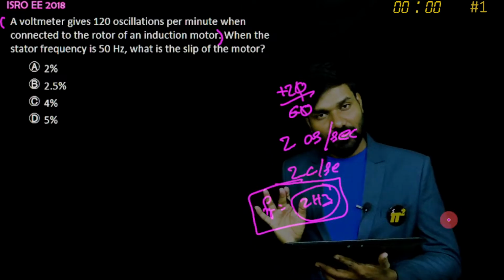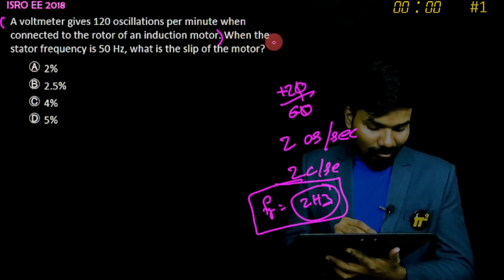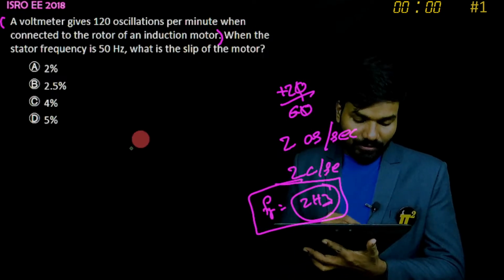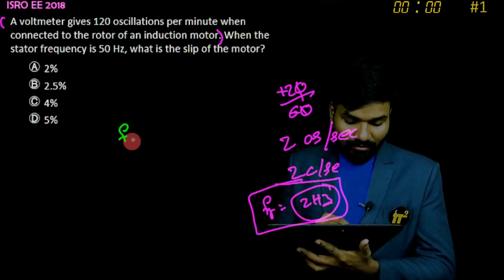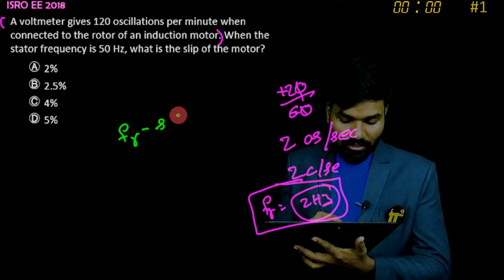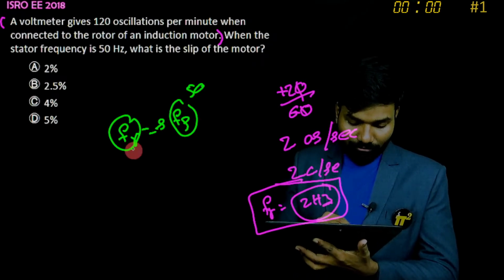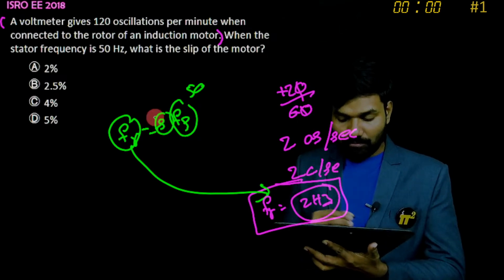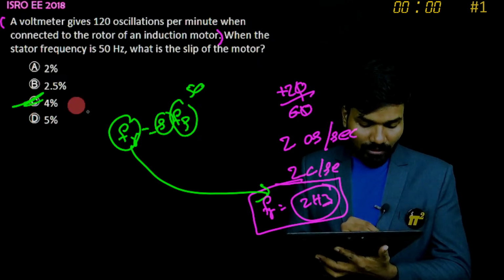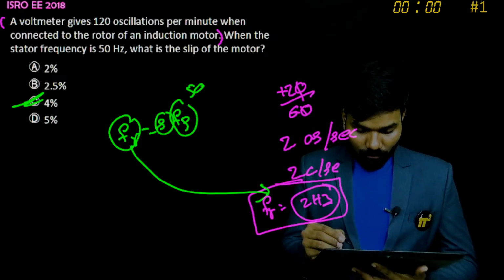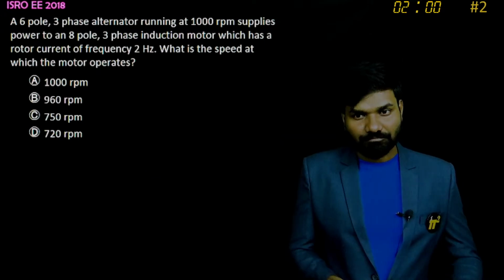And then when the stator frequency is 50 hertz, what is the slip? Rotor frequency is equal to slip into Fs. Fs is given as 50, Fr you got as 2. Simply find out slip. Just do the math, you'll get option C. I'm going to the next question.